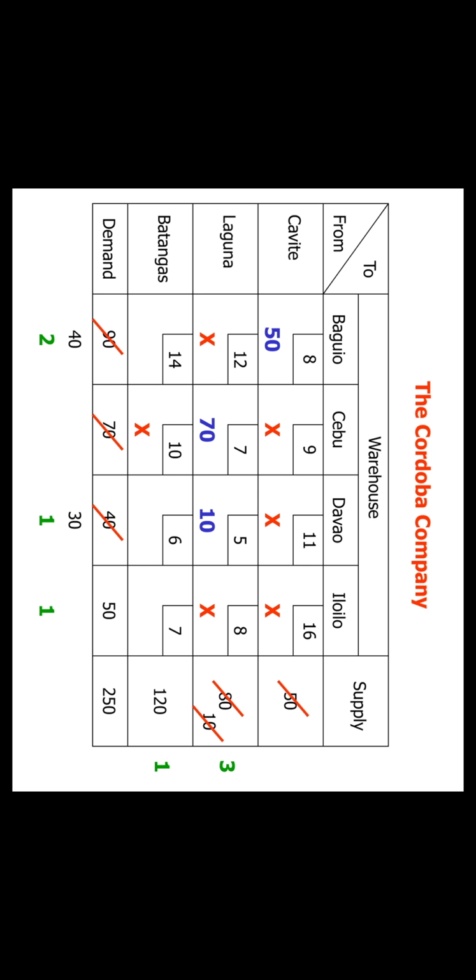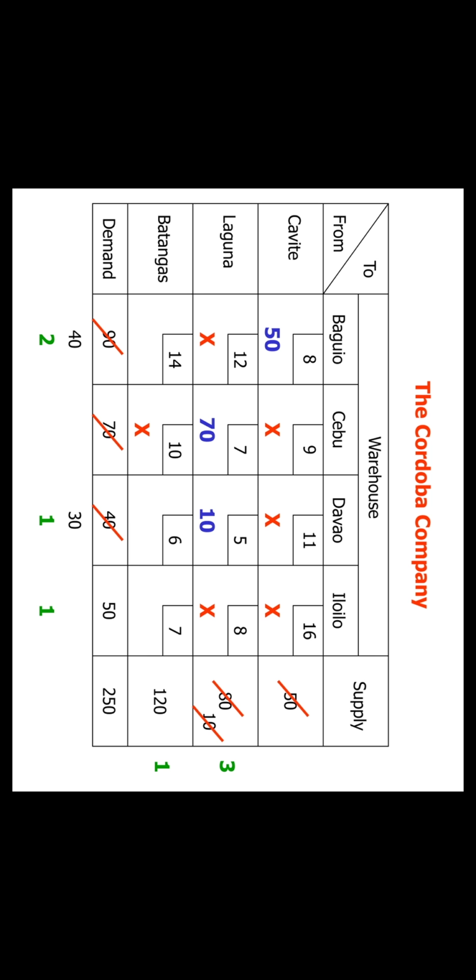We again eliminated an entire row, but we cannot anymore recompute for the opportunity cost of each remaining column because there's only one cell remaining per column. So based on the Vogel's approximation method, we now have to just choose the least cost cell among the remaining cells. So among the remaining cells, your least cost cell is the one with the cost of 6.